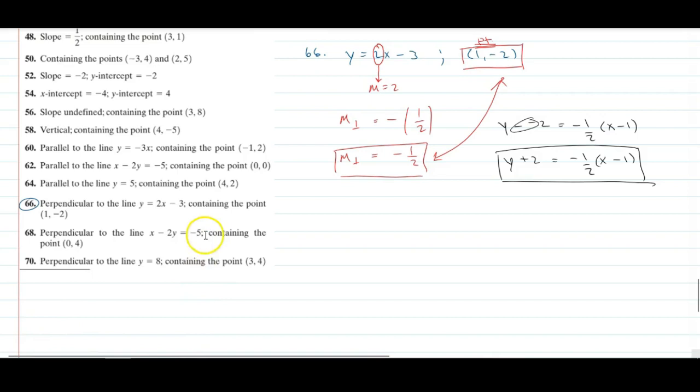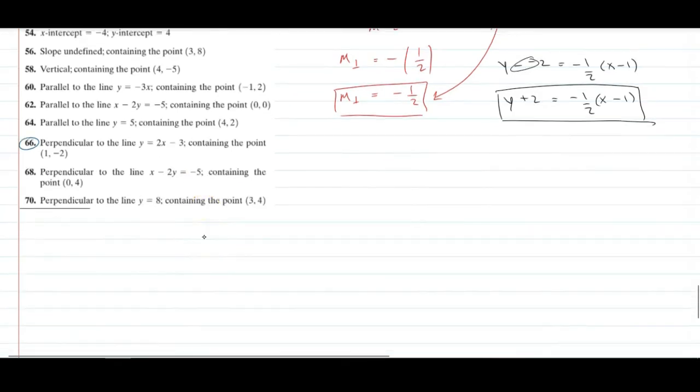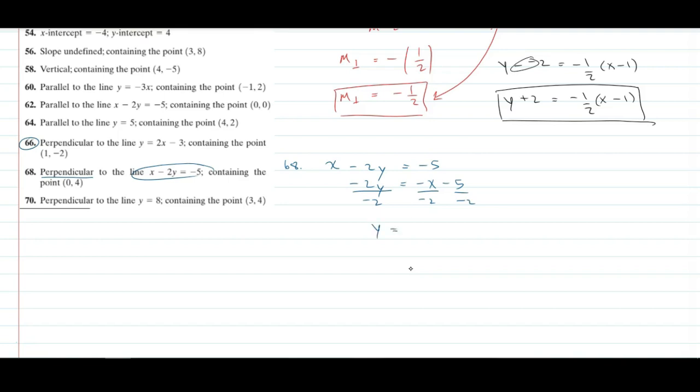Okay. All right. Number 68. Really the same question. Again, your line is perpendicular to x minus 2y is equal to negative 5. What have students done in the past? They've said, well, I can't tell what the slope of this line is just by staring at it. So what they do is they say, let me turn it into y equals mx plus b format, or what we know as slope-intercept format. So when I do that and I divide by negative 2 on all sides, I end up with y is equal to positive half x plus 5 over 2.